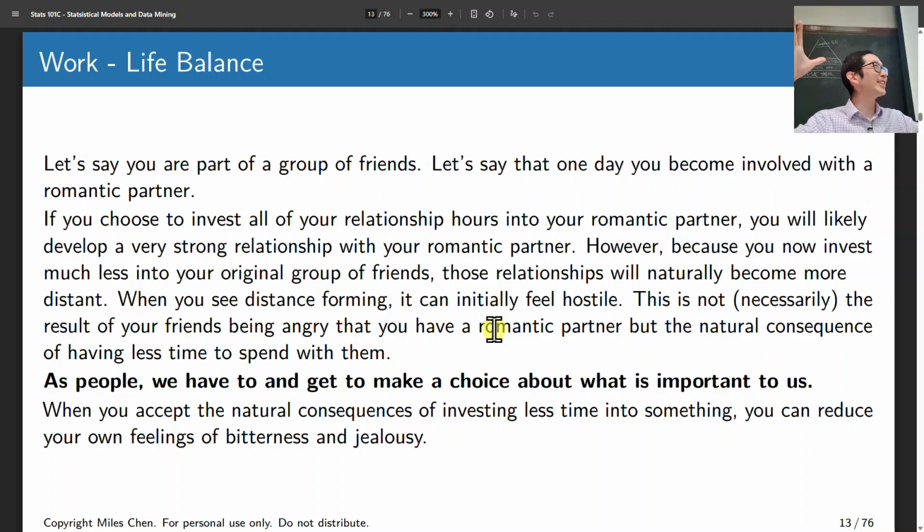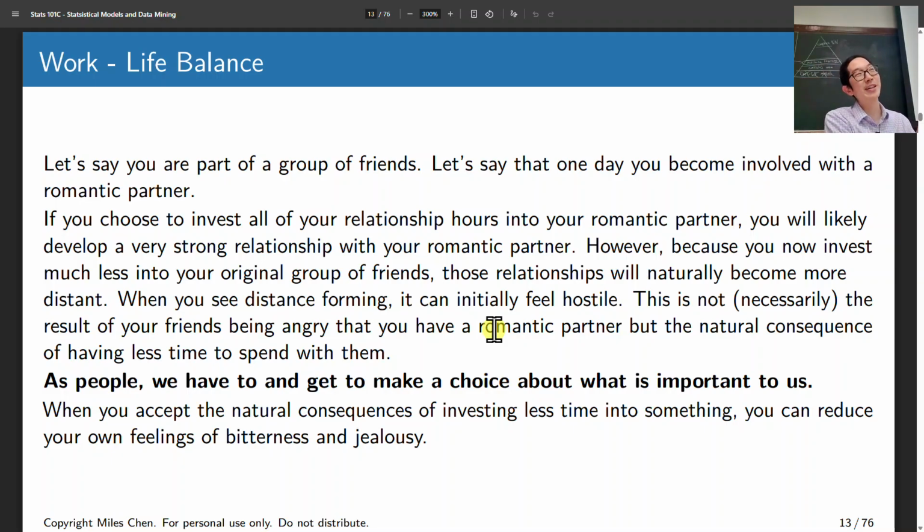So you can imagine starting off, you're in a group of friends and you spend a lot of time together and you're close to your friends there. And then one day you get involved in a romantic relationship. And so now you're spending a lot of time with your romantic partner. Great, okay? And that aspect of your life is now flourishing because you're spending a lot of time with your romantic partner. But then the natural thing that's going to happen is you're spending less time with your original group of friends.